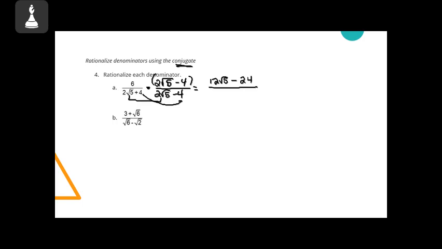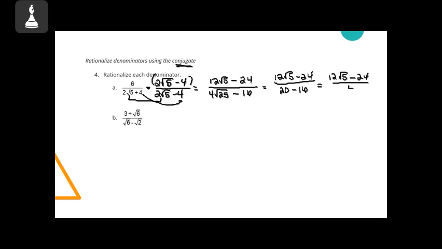So we are going to do 2 times 2 is 4. Square root of 5 times square root of 5 is the square root of 25. Minus 4 times 4 is 16. So let's simplify what we can now. On top, it's still 12 root 5 minus 24. And the square root of 25 is 5. So this becomes 4 times 5, or 20, minus 16. So 20 minus 16 makes our denominator 4.